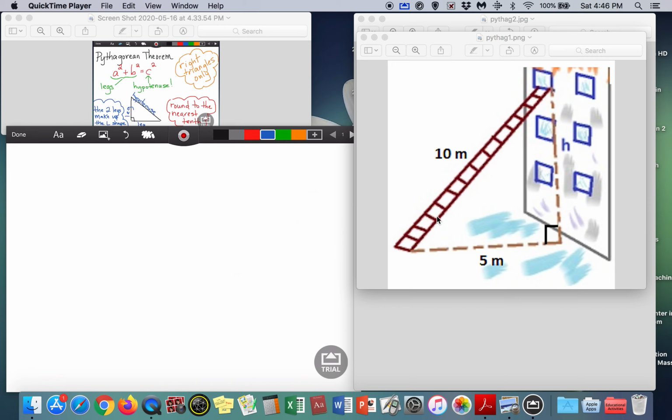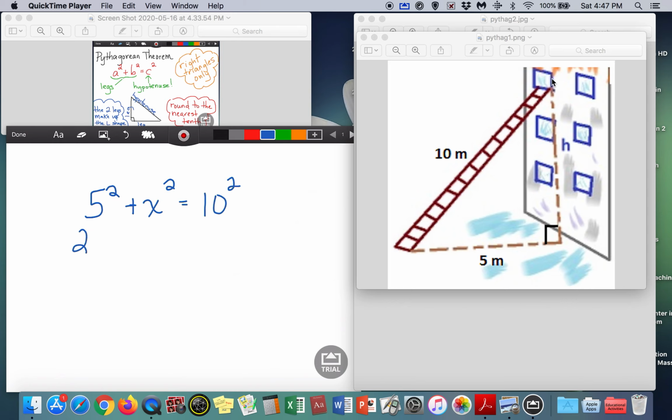So in this problem, we have a 10-meter ladder. The bottom of the ladder is 5 meters from the building, and maybe they're asking a question about how high up it can reach. Like, can it get to the person that's in this window, let's say? And so the legs would be the L shape of this triangle. So that's the 5 and the missing thing. Now they used an H there, but I'm just going to go ahead and use an X. And our hypotenuse has got to be the ladder. That's that diagonal from the L shape.